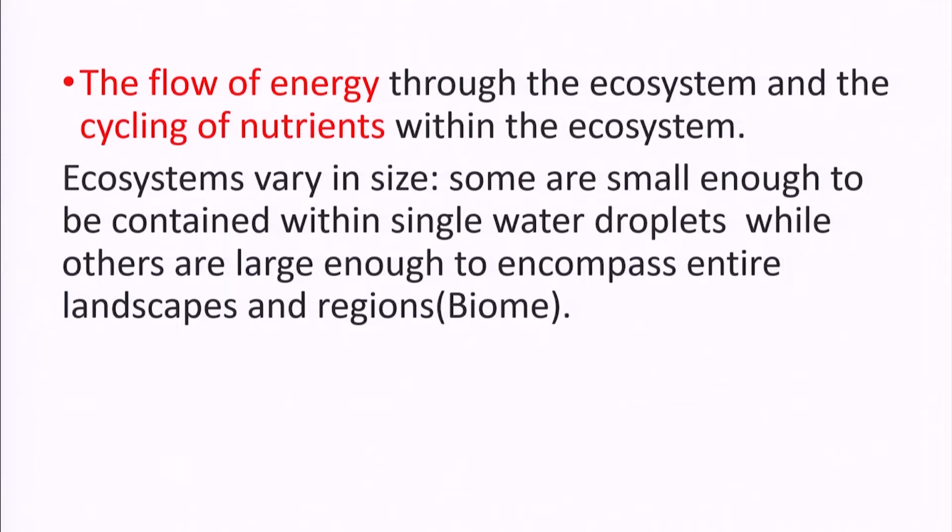Linking biotic and abiotic constitutes what we call the ecosystem, and it has two major forces: the flow of energy through the ecosystem and the cycling of nutrients within the ecosystem are the two major factors. Ecosystems vary in size. Some are small enough to be contained within a single water droplet, while others are large enough to encompass the entire landscape and region, which we call a biome.